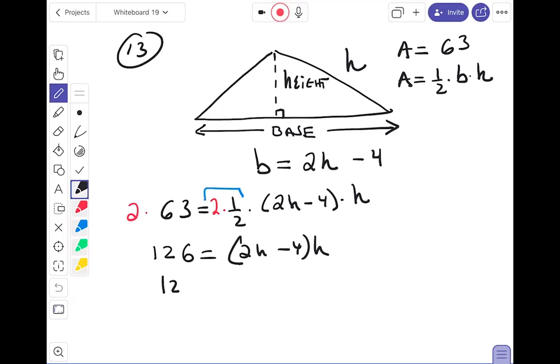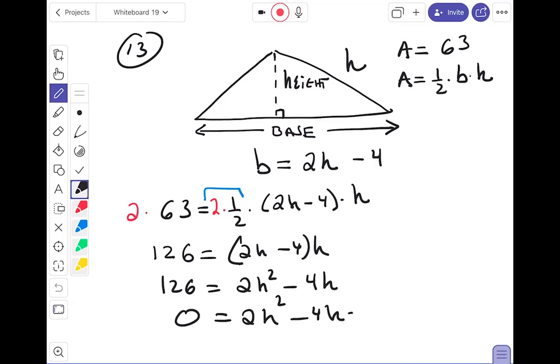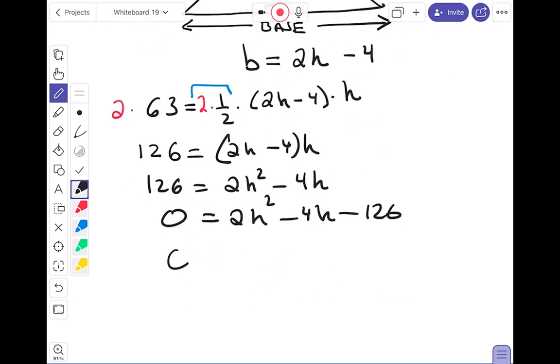Let's keep simplifying it: 2h squared minus 4h. I'm going to subtract 126 from both sides, so I want to get a 0. And what I'm going to do now is try to factor it. It would be really unusual if it didn't factor.